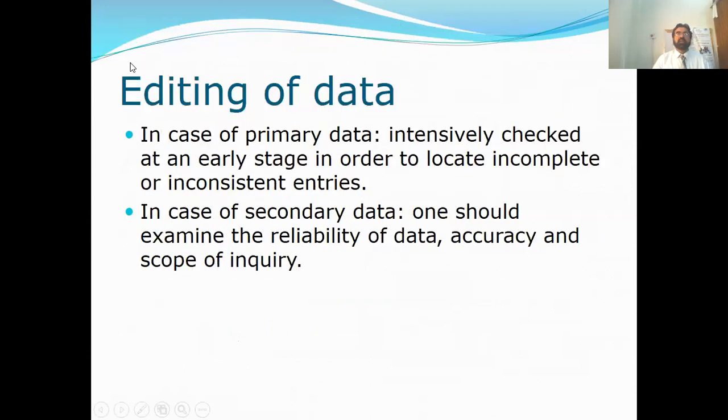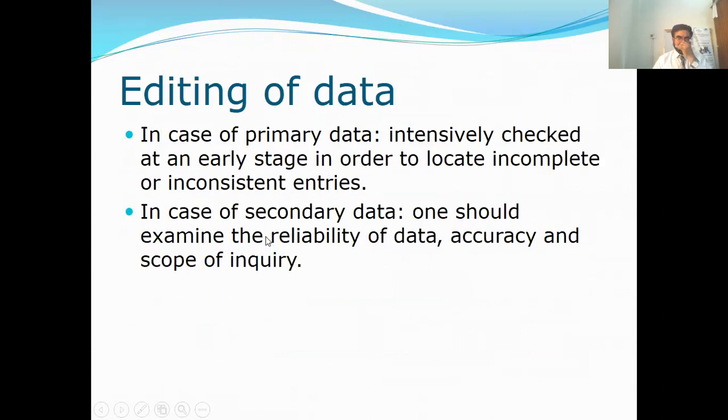Editing of data: in the case of primary data, check intensively at an early stage in order to locate incomplete or inconsistent entries. The primary data, especially in qualitative research, are in the form of verbatim, and then you have to refine the data by filtering out all the unnecessary information. Those pieces of information are deleted.